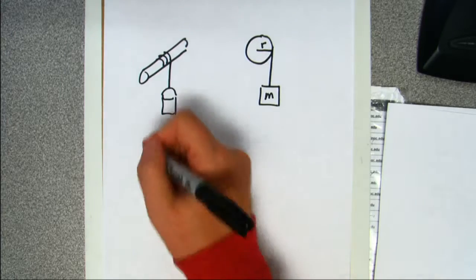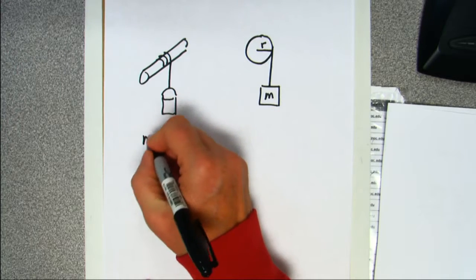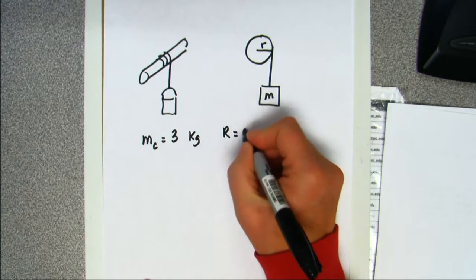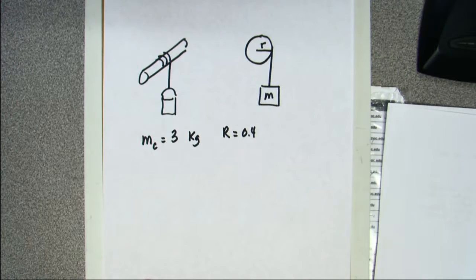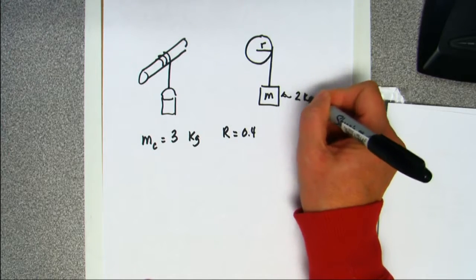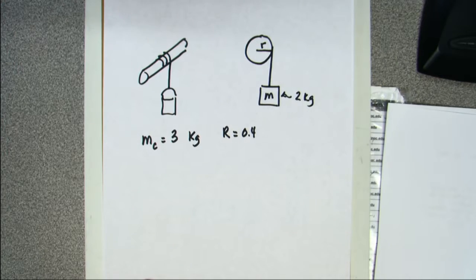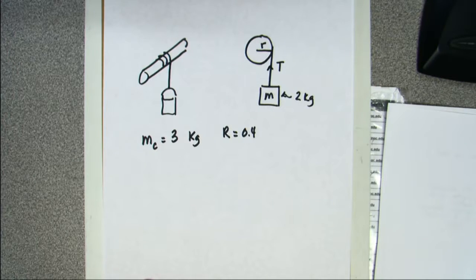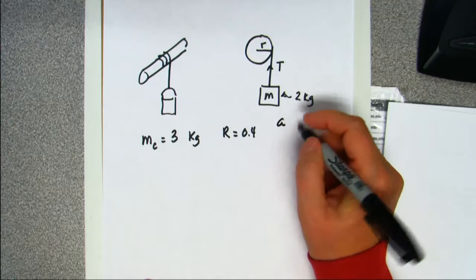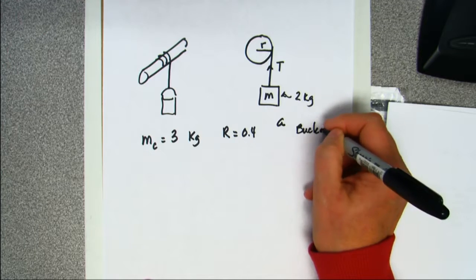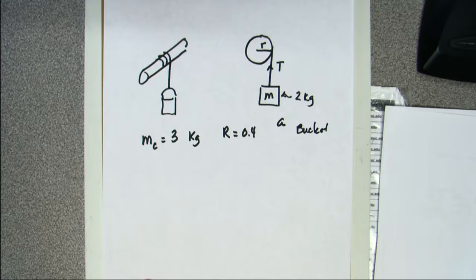Now we're going to be given that the mass of the cylinder is going to be 3 kilograms. The radius of the cylinder is going to be 0.4. And it's going to be used to raise water or coal or whatever out. The mass of my bucket, we're going to say, is 2 kilograms. We want to find the tension in the cord, and the acceleration of the bucket.